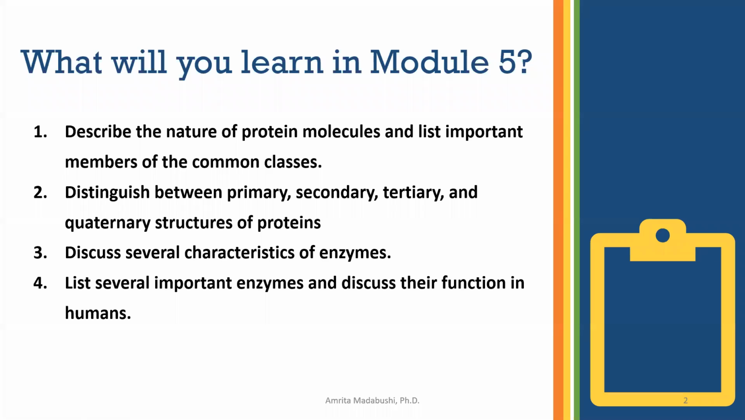What you will learn in this module is you will be looking at the nature of protein molecules, and you will also be listing some important members, that is just the common proteins. Also, you will be able to distinguish between primary, secondary, tertiary, and quaternary structures of proteins. That's something really important. You will discuss several characteristics of enzymes, making sure that we know how different classes of enzymes function, and then list some important enzymes and discuss their function in the human body.